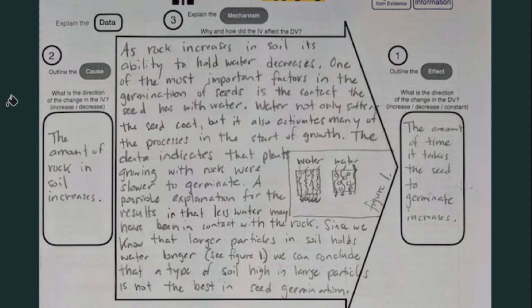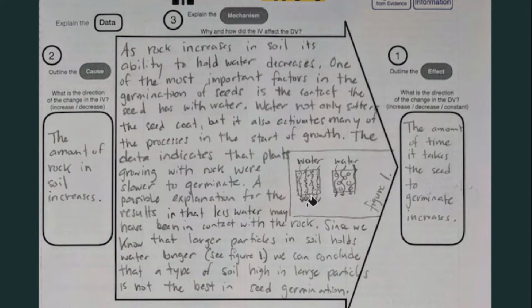So after you've identified your effect and then your cause, the next part is to look at the mechanism. And the mechanism is basically your explanation for why and how the independent variable affected the dependent variable. So it's breaking apart really what happened to get from the cause to the effect. In this case, the person that did this experiment is going to focus on the scientific principle of how water acts inside of soils. When a soil is very coarse or has very big particles inside of it, the water tends to move through very quickly. Whereas in a soil that is very packed together, something like a soil with clay or with sand in it, the water tends to stay inside the soil for a longer period of time.